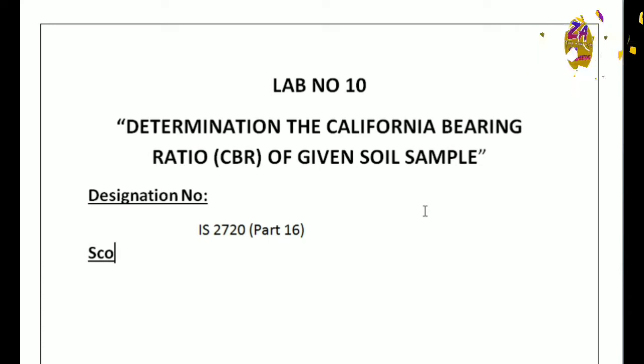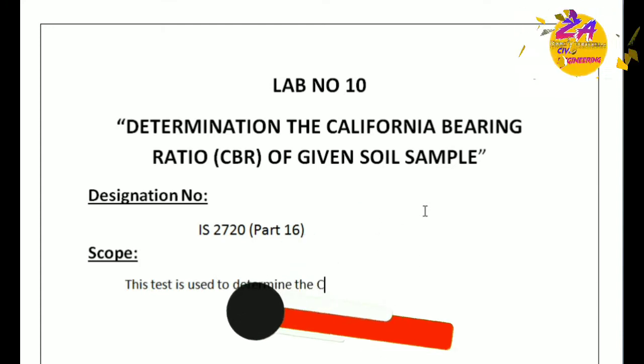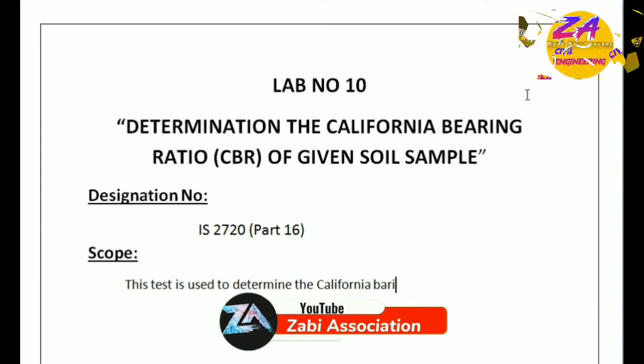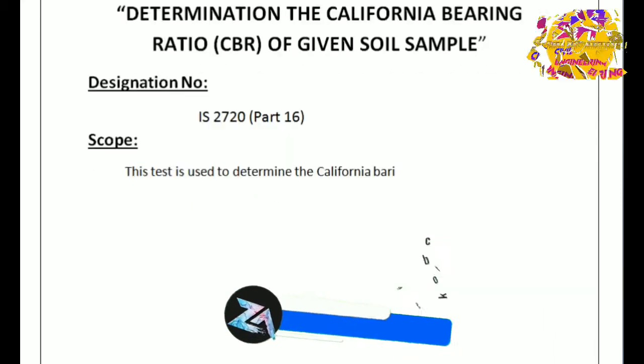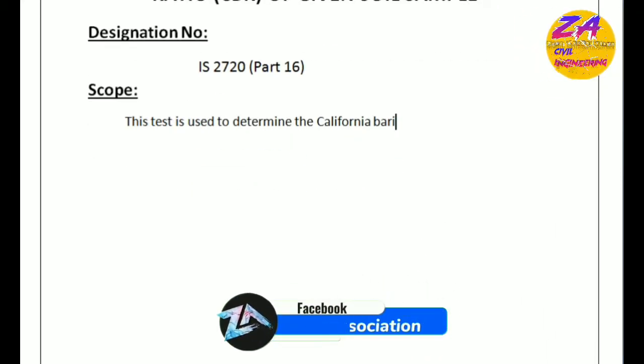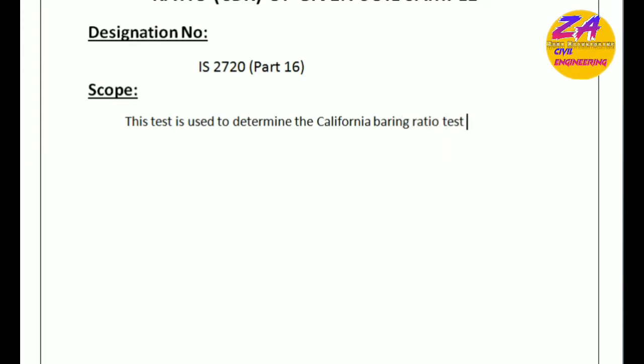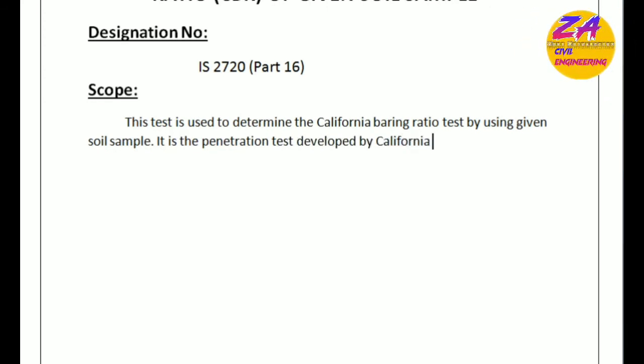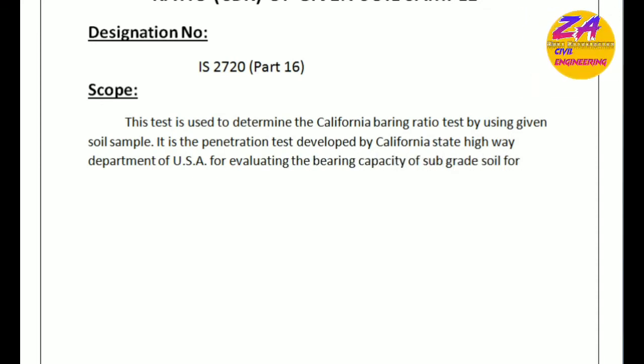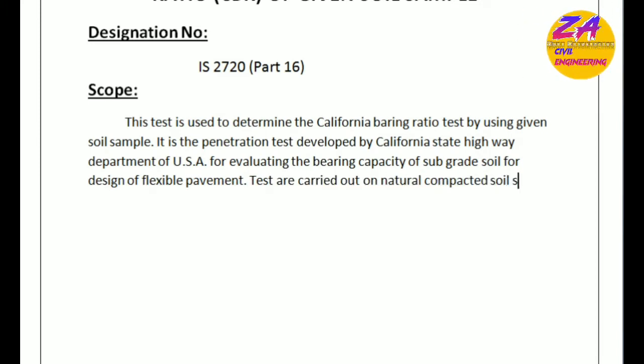First of all, the designation number: IS 2720 Part 16. After this, the scope of this test. This test is used to determine the California Bearing Ratio by using a given soil sample. It is a penetration test developed by the California State Highway Department of USA for evaluating the bearing capacity of subgrade soil for the design of flexible pavements.